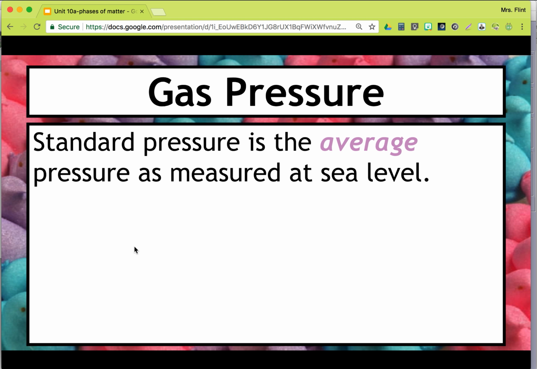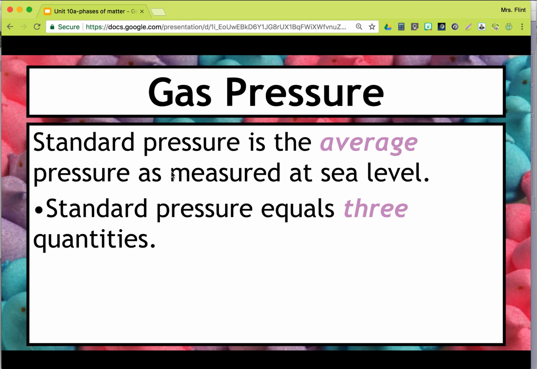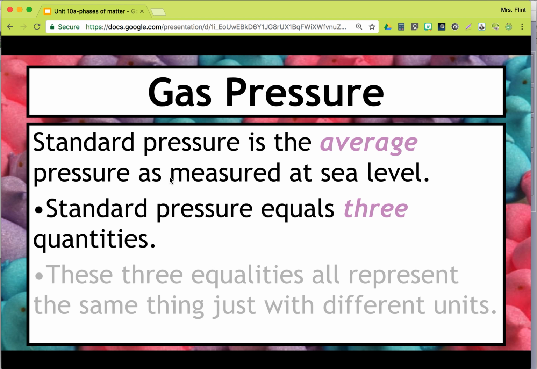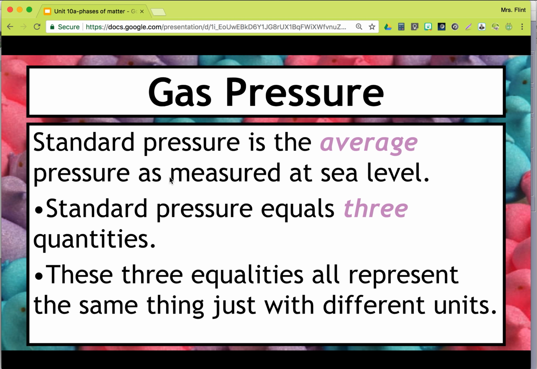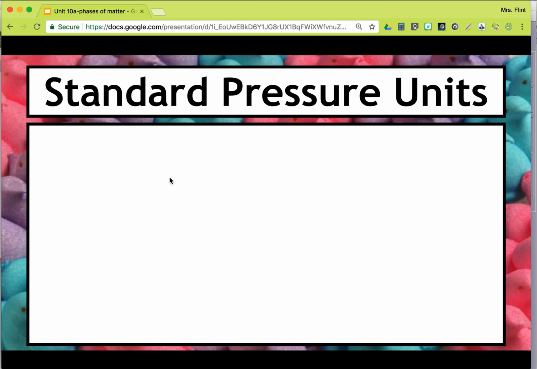Standard pressure is the average pressure as measured right at sea level. Standard pressure can equal 3 different quantities. These all represent the same thing, we're just going to use different units. And you can probably guess at this point that somewhere we're going to be converting from one unit to another.